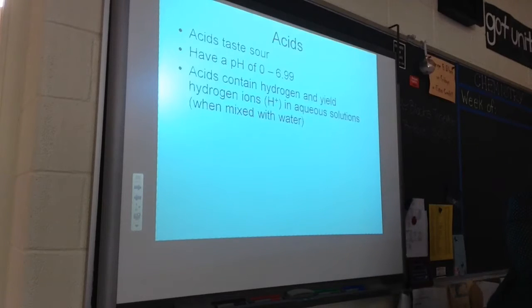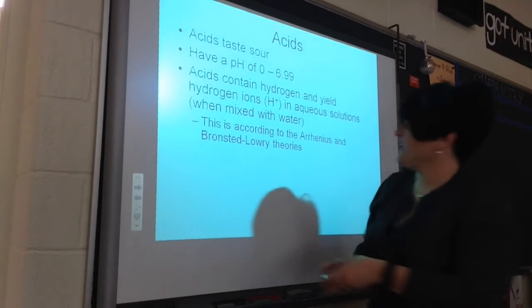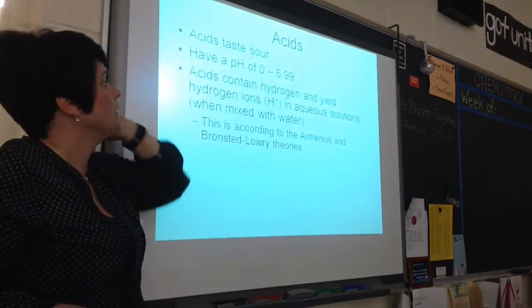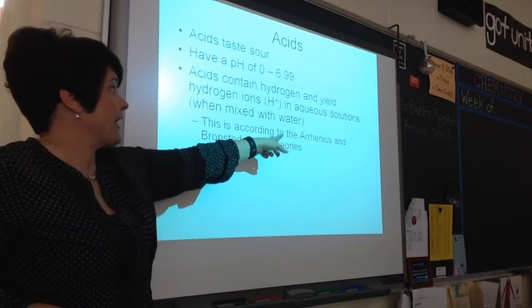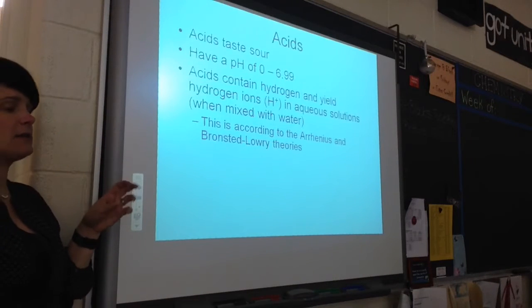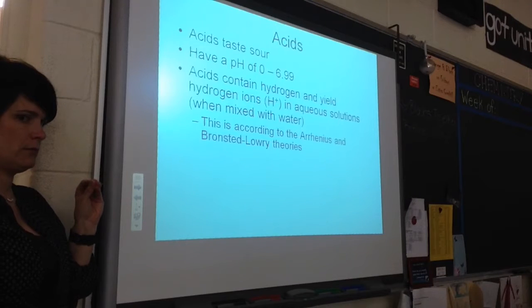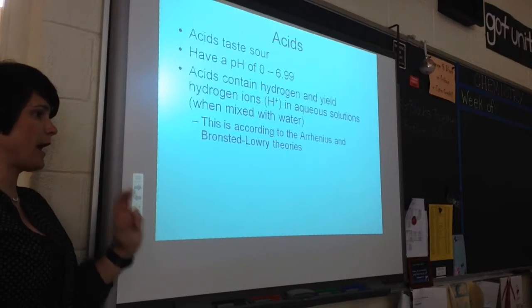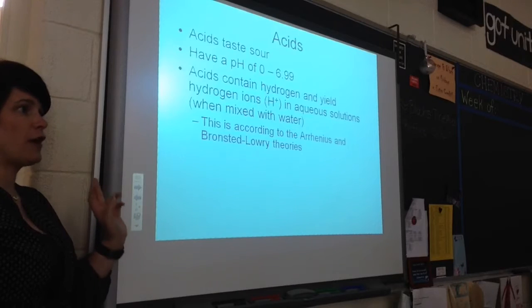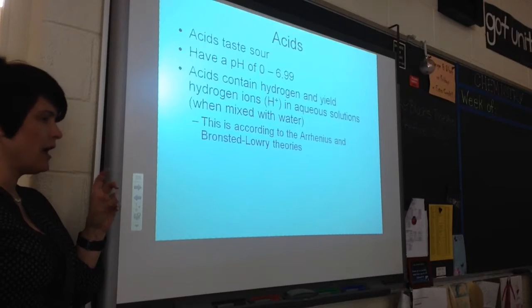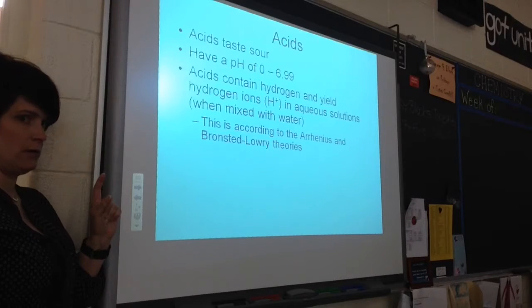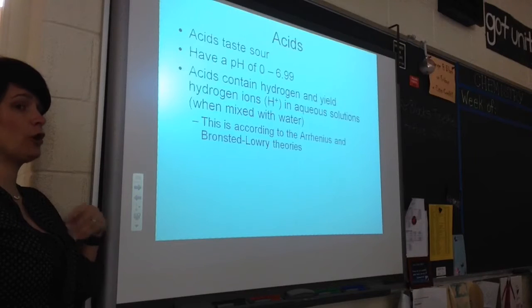Okay? Now, the idea that acids contain hydrogen and give hydrogen ions when added to water is according to the Arrhenius and the Bronsted-Lowry theories of acids and bases. Listen to my words. The Arrhenius and Bronsted-Lowry theories of acids and bases are very finely distinguished between each other. There are other acid-base theories that we do not care about for the Virginia Standards of Learning test. Do you follow what I'm saying? Do you have to learn other acid-base theories?